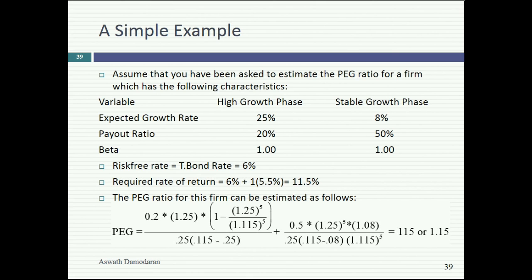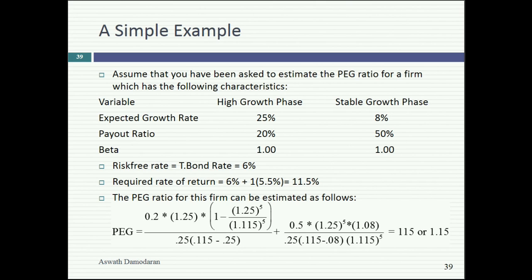But now I'm going to use the PEG ratio equation to decide what PEG ratio I'd pay for the company. So I take the equation, I plug in the 20% payout ratio, 25% growth, and the 11.5% cost of equity in the high growth phase, 8% growth rate, 50% payout ratio, 11.5% cost of equity in the stable growth phase. I come up with a PEG ratio for this company of 1.15. What does that mean? If this stock were fairly priced, its PEG ratio should be 1.15. So I've got a kind of starting point.